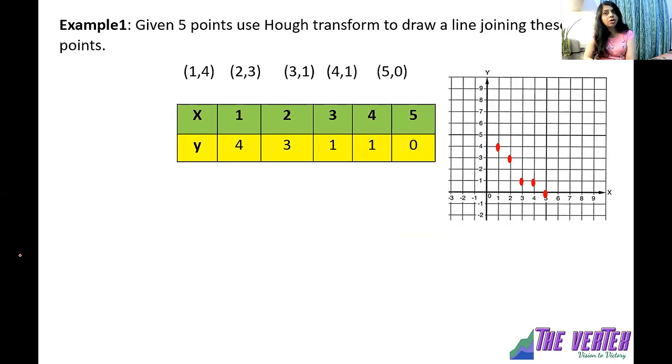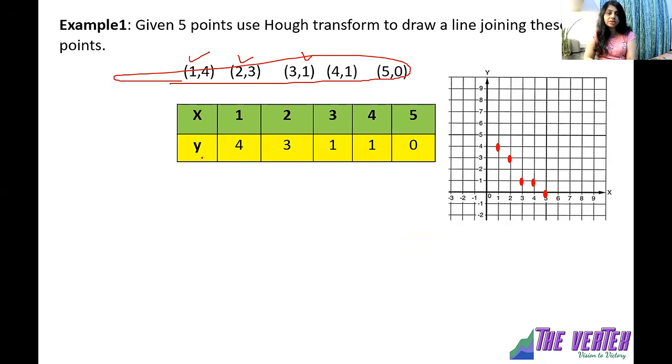When we solve this example of Hough transform, what is given? Given 5 points, use Hough transform to draw a line joining these points. So 5 points are given. If you draw these 5 points on the graph, you will find these points like this. Every point has x and y coordinates, which we have drawn in the table.